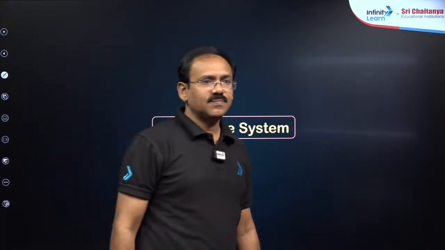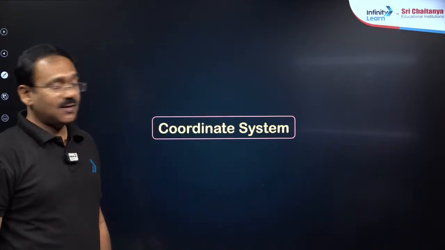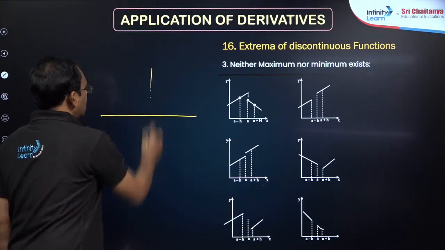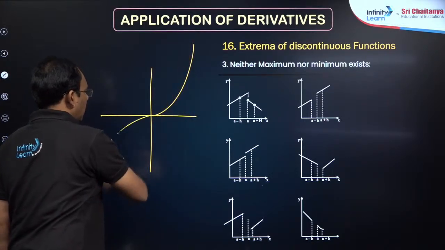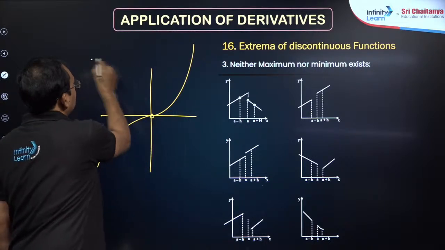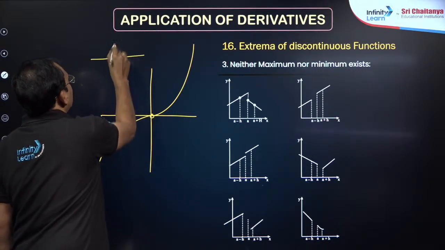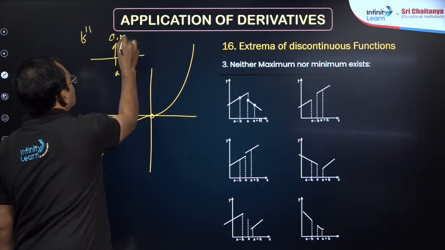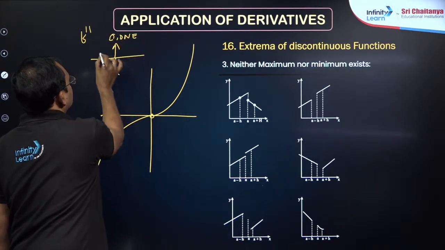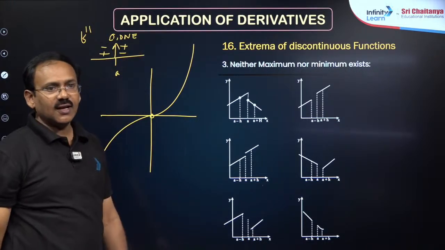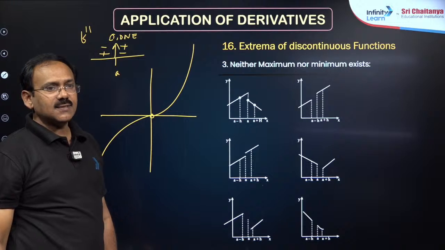Clear, dear students? What should I repeat? The point is, point of inflection is the point where it changes its concavity. At that point the second derivative will be 0 or does not exist, and the second derivative will have opposite signs on either side.